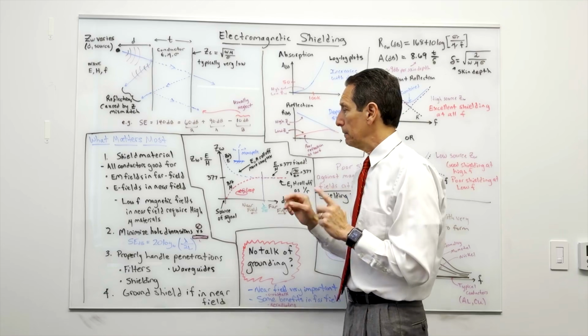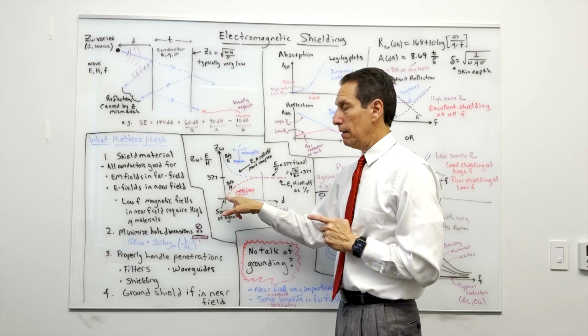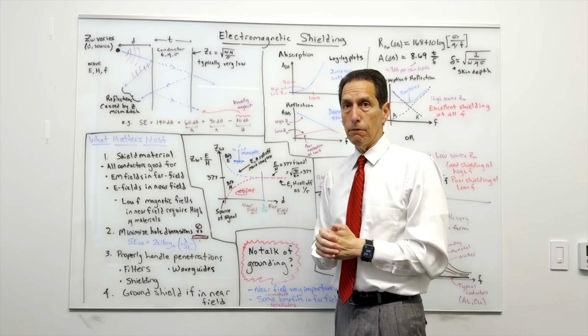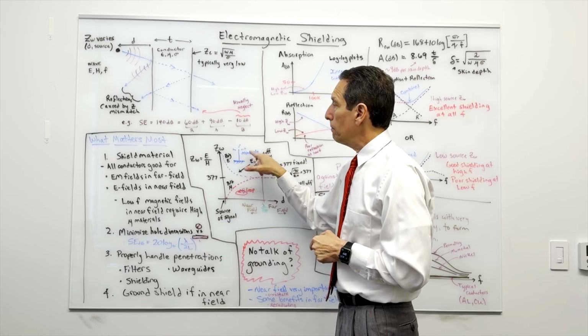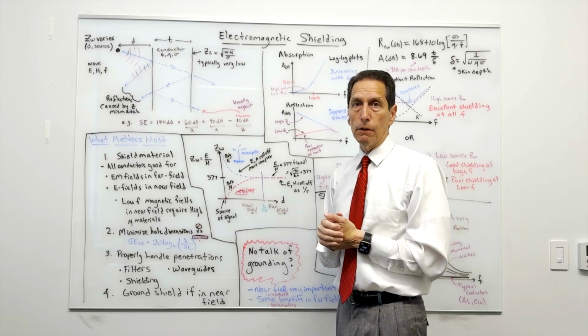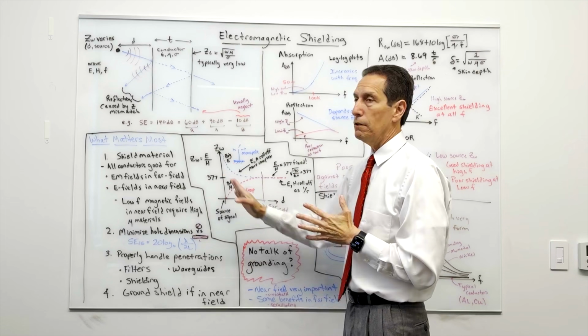So I'll say it one more time. If you're close to a loop antenna, you're going to have a lot of magnetic field when compared to the electric field. When you're close to a monopole style antenna, you're going to have a lot of electric field compared to the magnetic field. All right, that's what this is trying to tell you here.